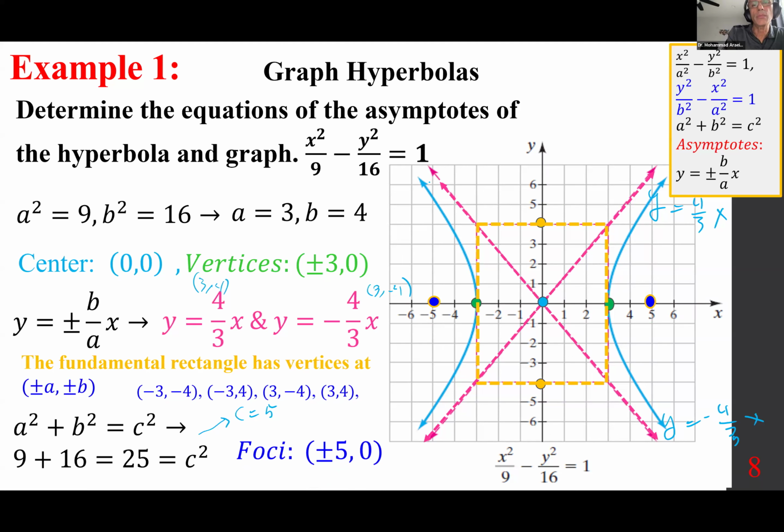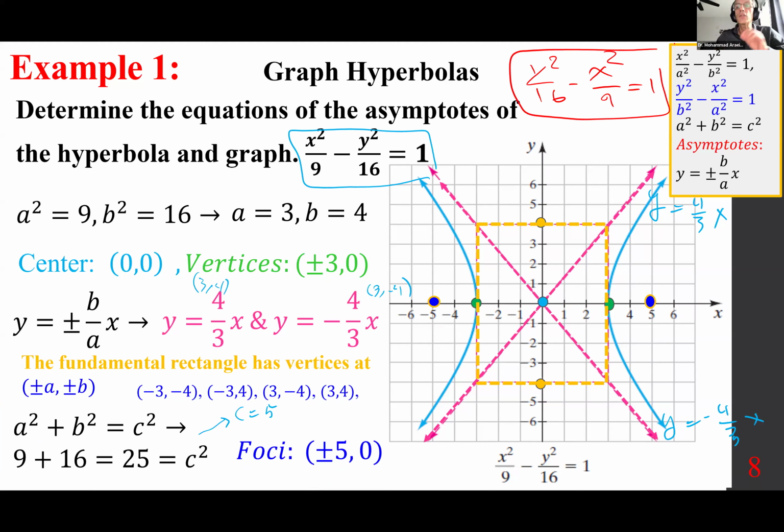Also, I want to quickly mention what I mentioned a minute ago. If we had y squared over 16 minus x squared over 9 equals 1, and by the way, I like to keep a squared under x squared and b squared under y squared, the asymptotes don't change. In that case, you have the same information except the graph changes in the following manner. The graph would be this, everybody. And the vertices would be at 0, 5 and 0, negative 5. That would be the difference.